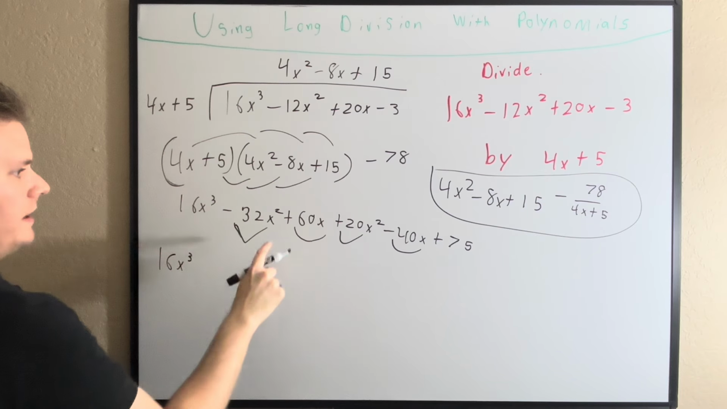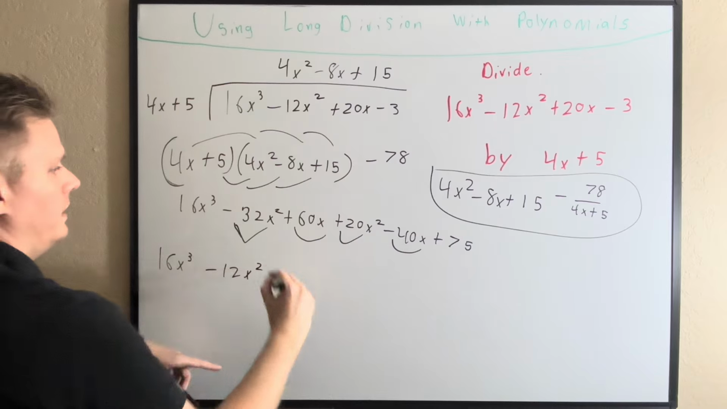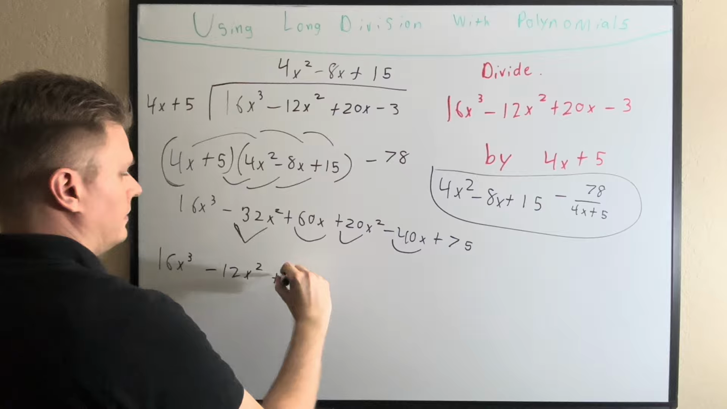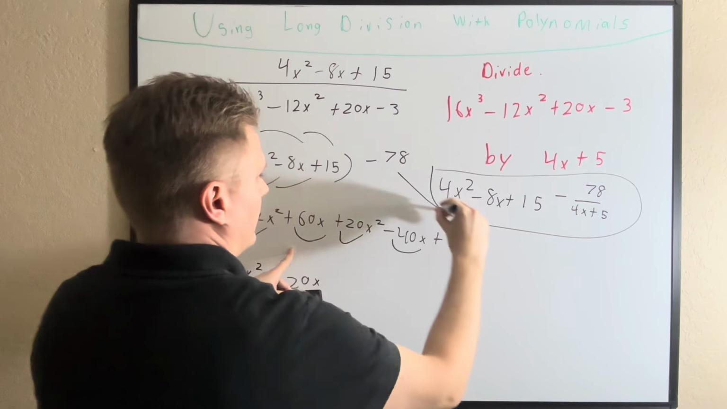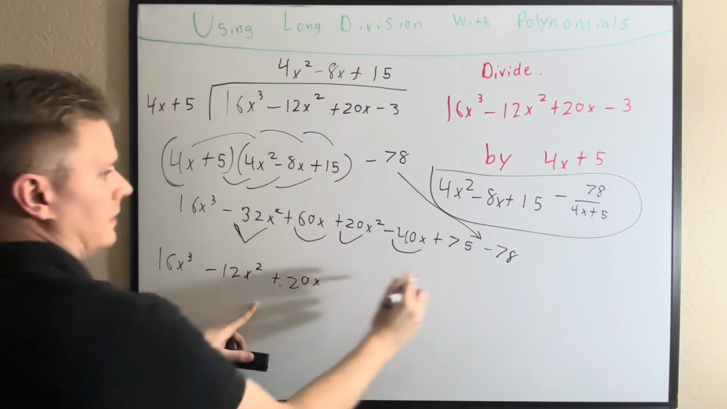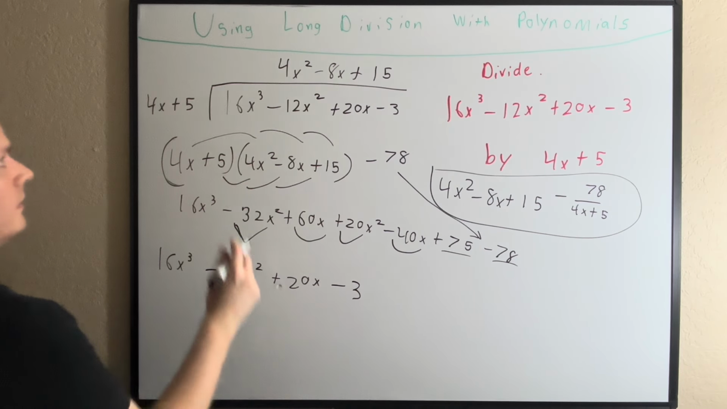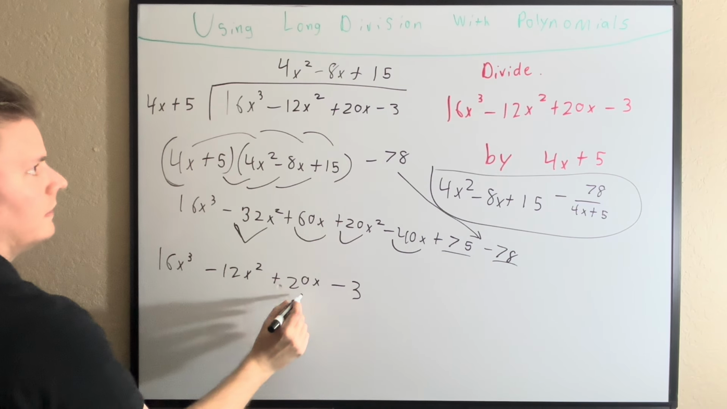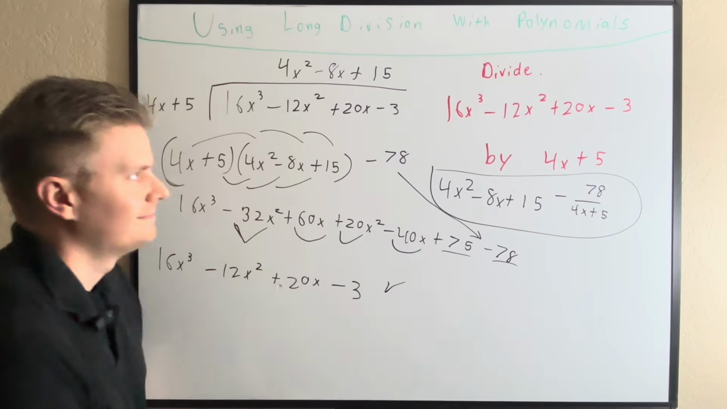16x cubed stays the same. Negative 32 plus 20 is negative 12x squared. 60 minus 40 is 20x. Bring that minus 78 down, right? And those are like terms as well. Minus 3. Well, what do you know? 16x cubed minus 12x squared plus 20x minus 3. Bang. Thank you for watching.